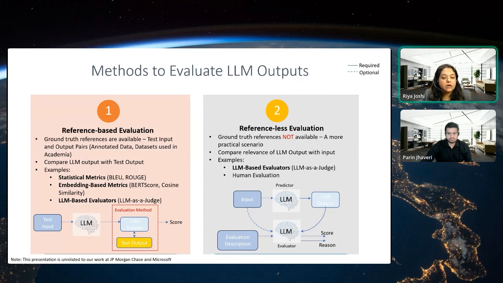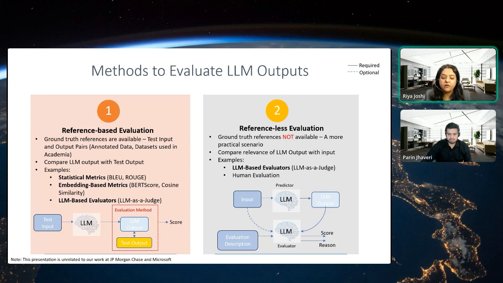We can broadly categorize the evaluation methods for large language models into two main types: reference-based and reference-less evaluation. Reference-based evaluation involves having input and output data points from either human-annotated datasets commonly used in academia or synthetic datasets. This method allows for direct comparison of LLM output with the expected test output. Examples of metrics used in this approach include statistical metrics like BLEU score or ROUGE, embedding-based metrics like BERTScore, cosine similarity, and even leveraging powerful LLMs as evaluators.